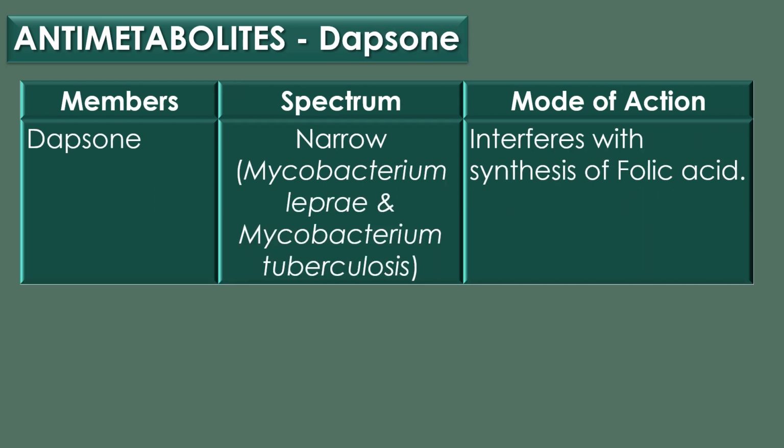The second antibiotic group of the antimetabolites category is dapsone. This dapsone exhibits narrow spectrum of activity against Mycobacterium leprae and Mycobacterium tuberculosis, and this dapsone interferes with the synthesis of folic acid in the Mycobacterium species and kills the Mycobacterium species.